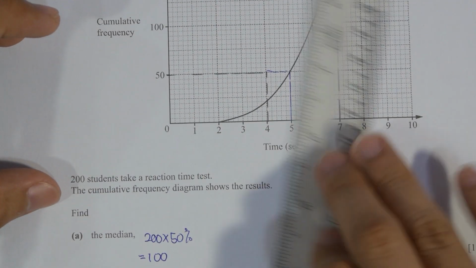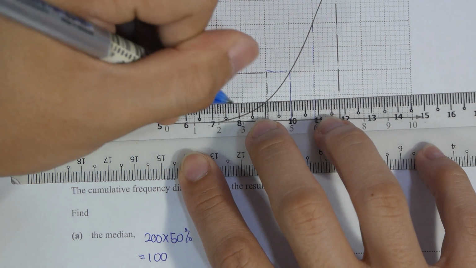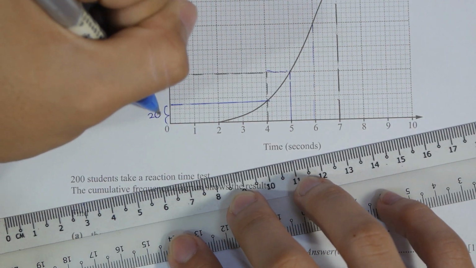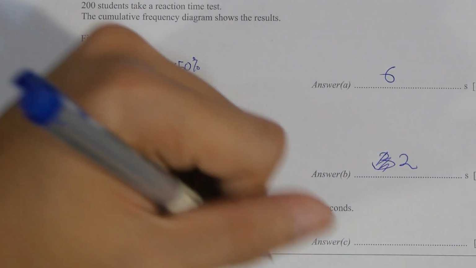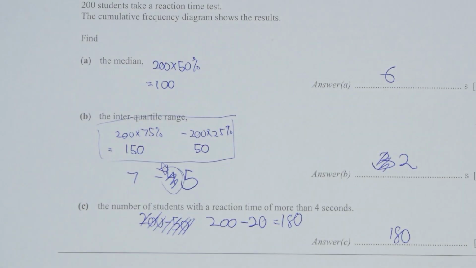Last part, students who will have a reaction time of more than 4 seconds. So from 4 seconds, I drew it up and I get 20. Hence, 200 minus 20 will be the final result, which is 180.